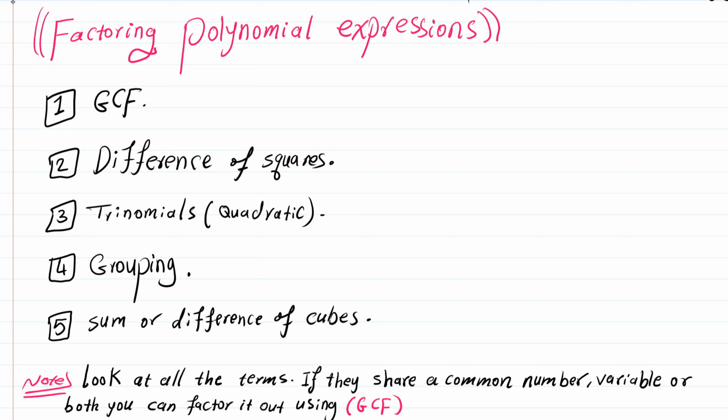To factor polynomial expressions, you need some methods in order to factor them. These are the 5 methods that I wrote for you here. Actually we have more, but I'm explaining these 5 for you. What's the first one and the easiest one? GCF, greatest common factor. Difference of squares, if both terms are squares.